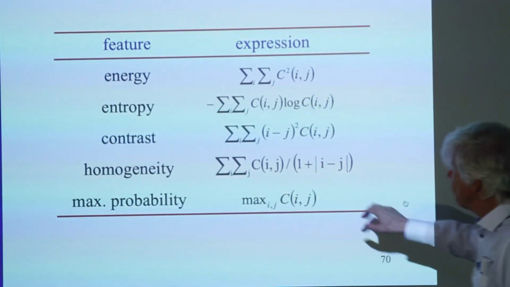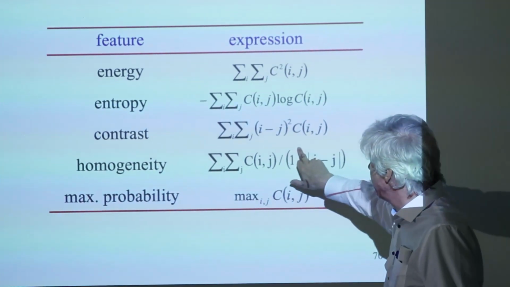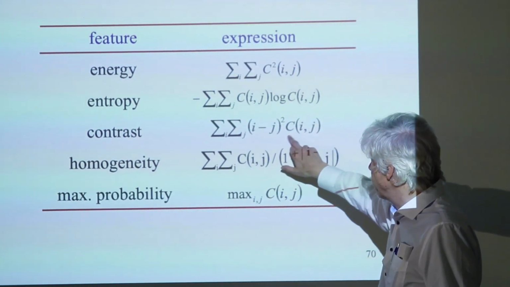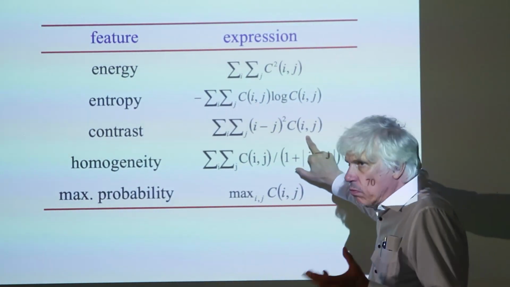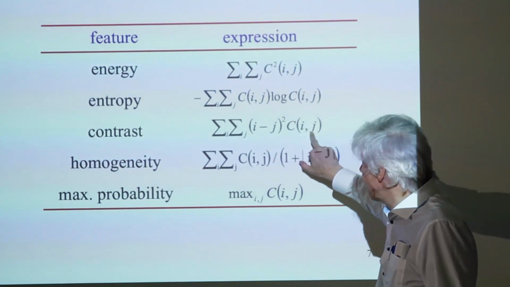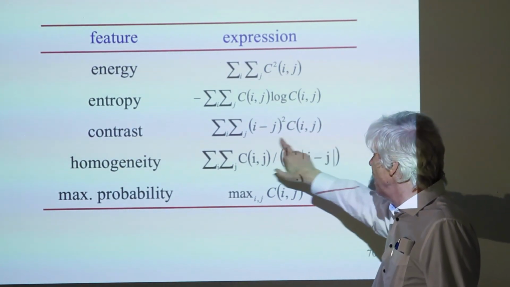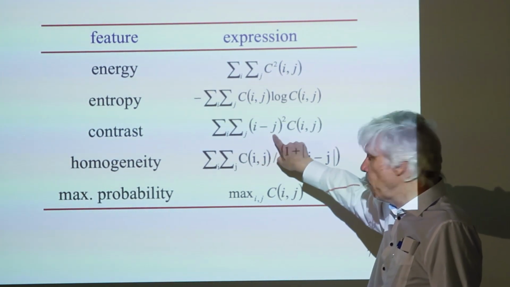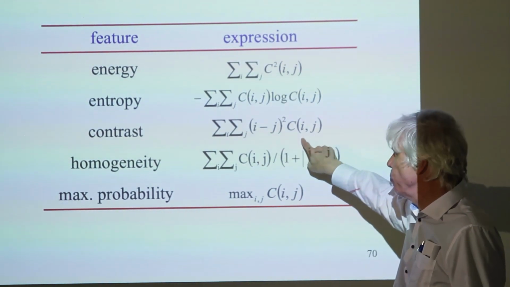Also very interesting is, for instance, this one, contrast. It measures the amount of energy, the responses, the entries away from the diagonal. So the further you go away from the diagonal, the more I and J will be different, and the more contributions you get.